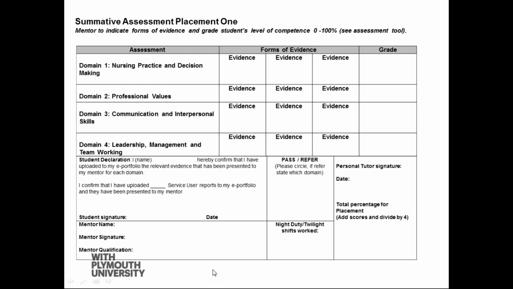At the summative assessment point, we have all of the domains. We're asking for evidence to be recorded in the same way as we have done in the past, and then we're asking for the grades for each of the domains. Student's declaration, the mentor's signatures, passing referral, the record of night shifts, and the personal tutor's signature. The personal tutor will total the percentage of the placement, add the scores and divide by 4 to get an overall grade for that placement.